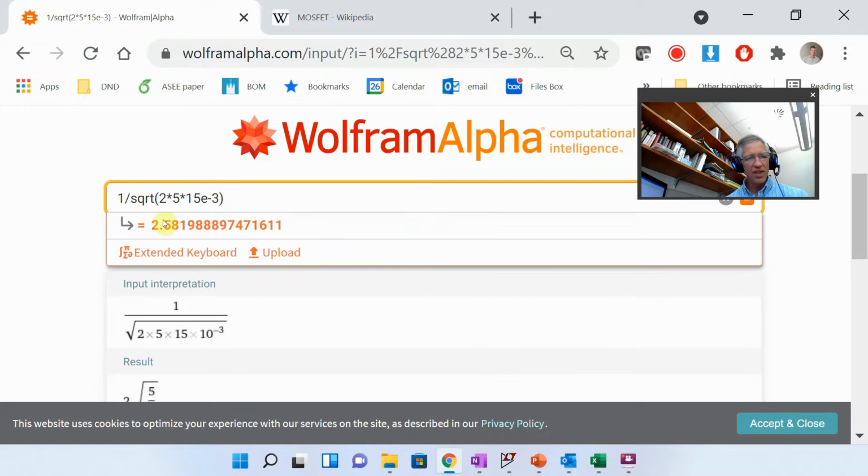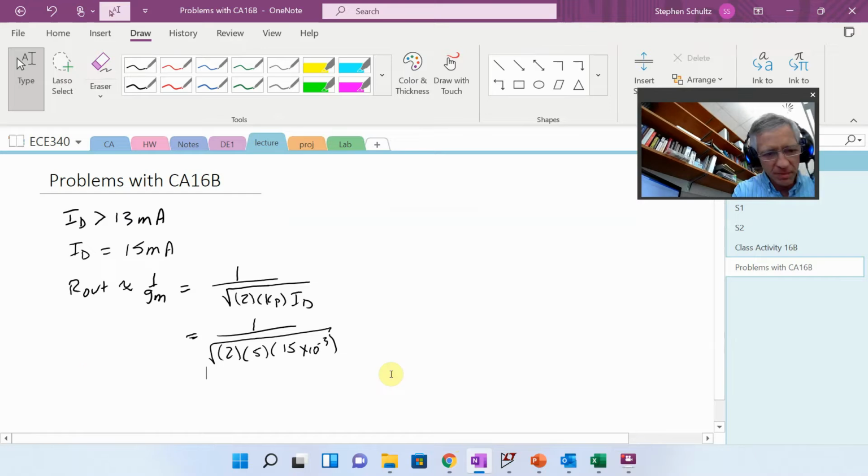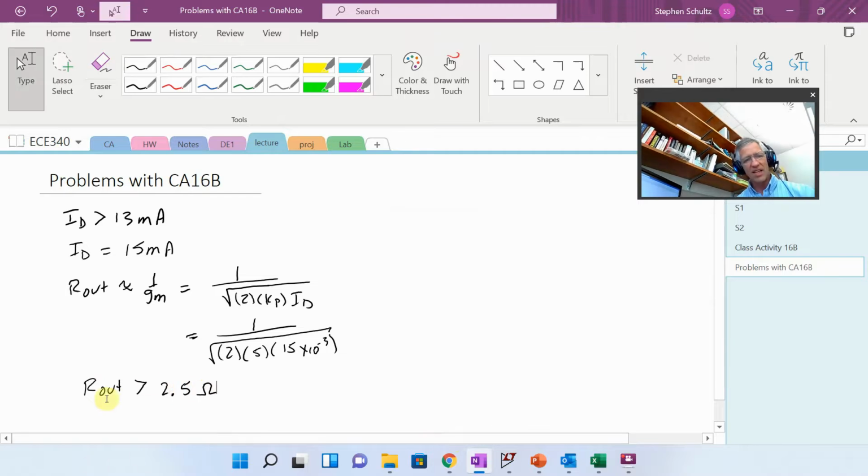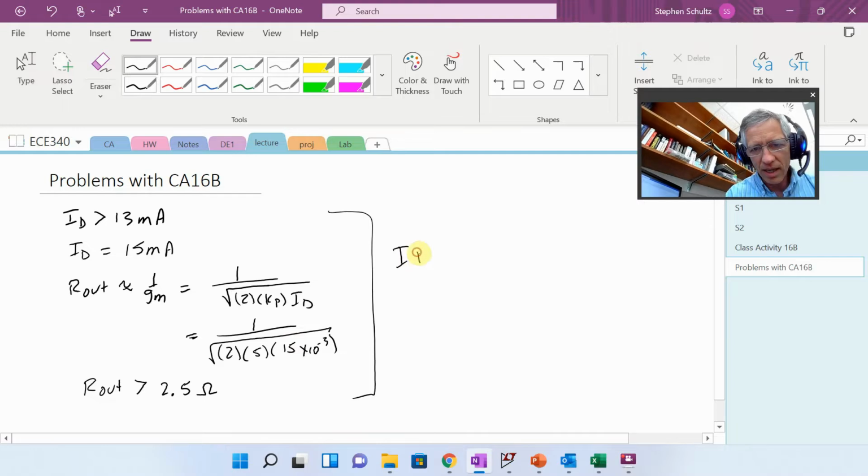So you see that the output resistance will be 2.58 ohms. So this means that my R out needs to be greater than 2.5 ohms. So designing this to have an R out of 100 was never going to work. It had a bad specification. Well, this is all for the IRF530. What happens if we change the transistor?